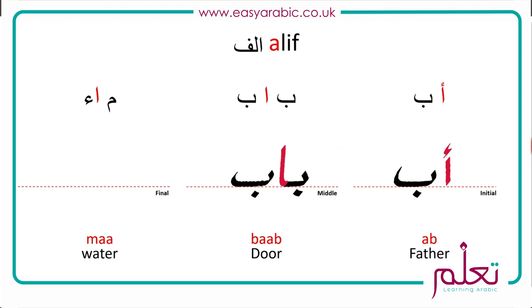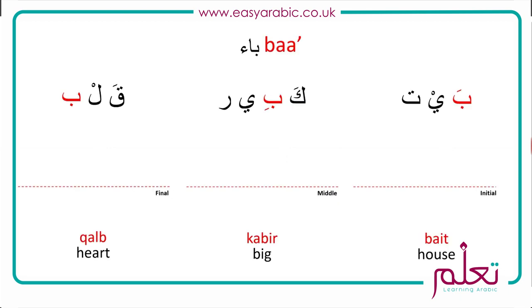Next we have the meem, so ma. And then we have the alif, and then the hamza at the end. The hamza acts like a glottal stop, so it's ma'. Next we have the letter ba. So the first word is bait, so ba. We have the ya, and then we have the ta at the end.